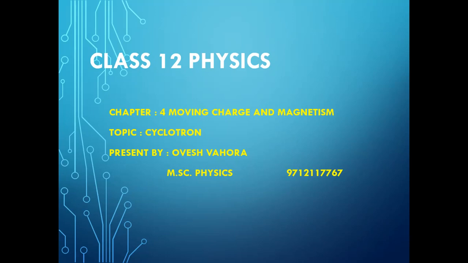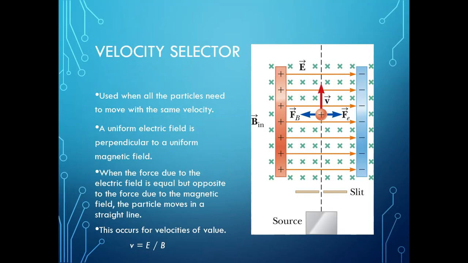So first of all we will discuss velocity selectors. Now see here, we are discussing velocity selectors. They are used when all particles need to move with the same velocity v. At that time a uniform electric field is perpendicular to a uniform magnetic field. See here, this is the electric field.